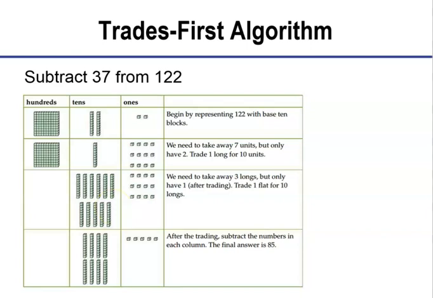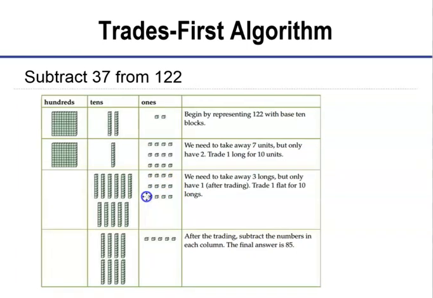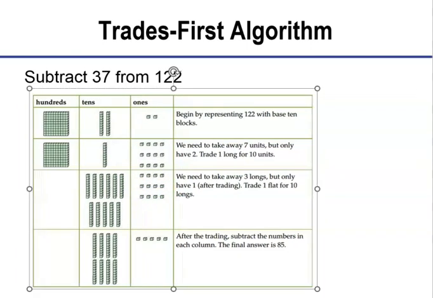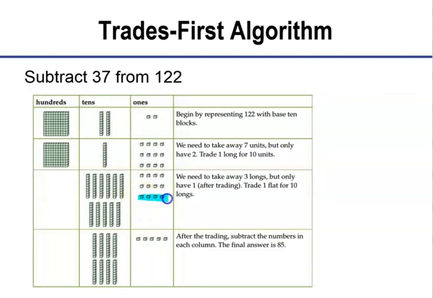I'm going to do that. So we're going to get rid of 7 of our units. So there's 1, 2, 3, 4. Getting frustrated with the pen. So 4, and then 5, 6, 7. Okay. And then we're going to get rid of 3 of our longs.